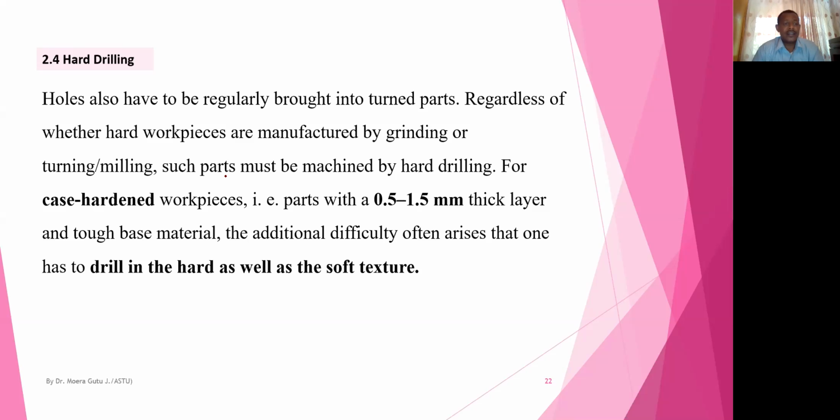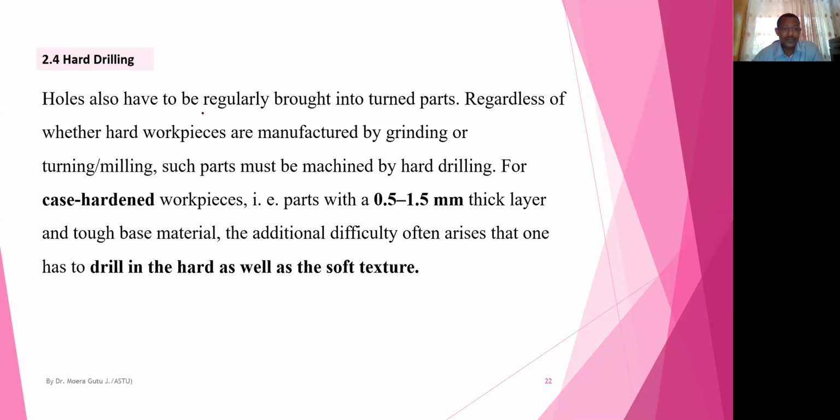We'll see hard drilling here. Hard drilling, you know that drilling is imposing a hole onto the workpiece, and for that we can use drill bits. Hard drilling is also possible in conventional machining of hard materials which have a hardness number above 47 Rockwell hardness number. So in hard drilling, we'll see the signs.